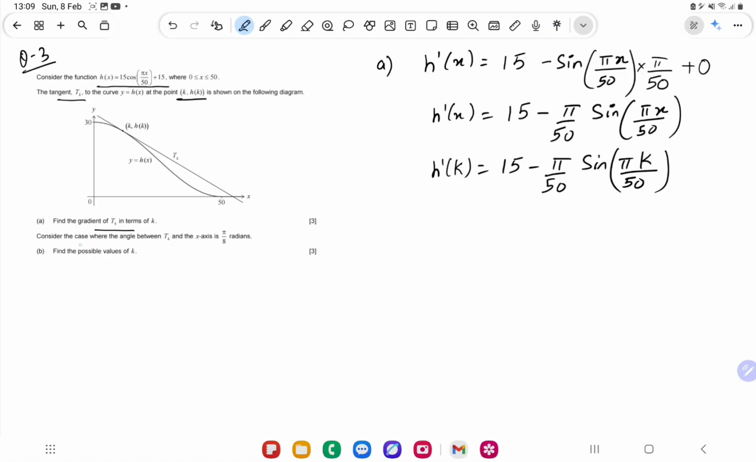Now it says that the angle between T_k and the x-axis is pi by 8 radians. We have to find k. The angle they are talking about is this angle.